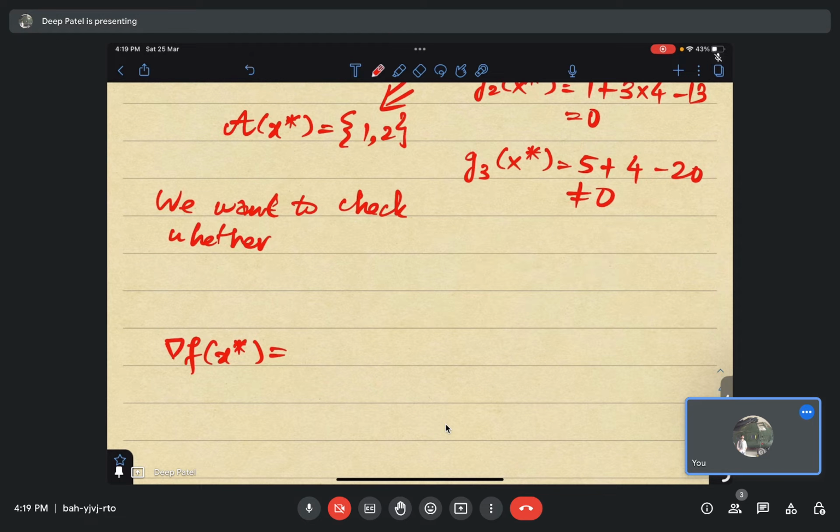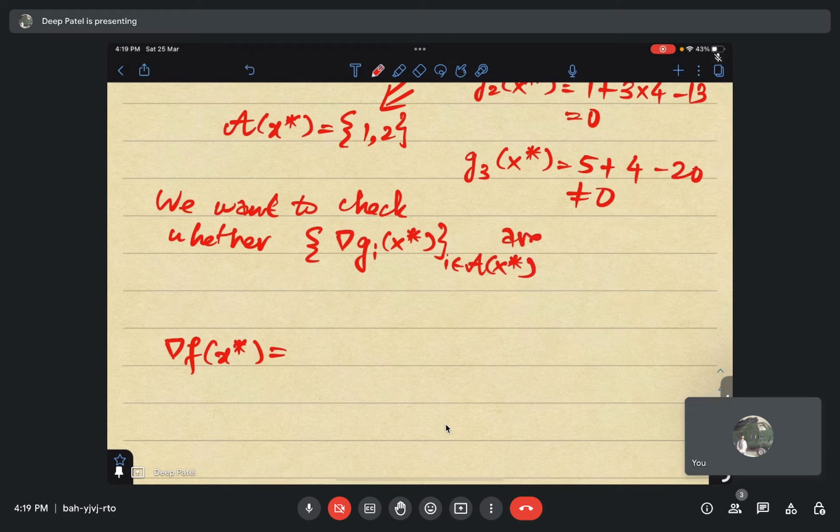So what I wanted to say, we want to check whether this set is linearly independent, or these gradients are linearly independent. Yes, the gradient set. F is something we're not looking at right now. I just jumped to KKT for some reason.